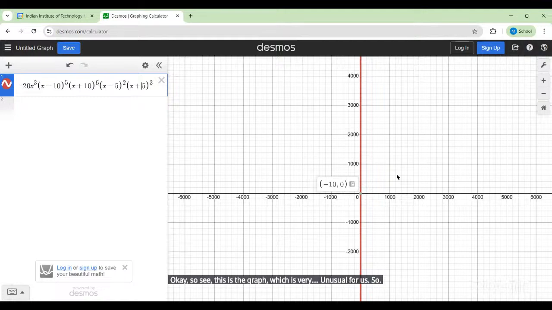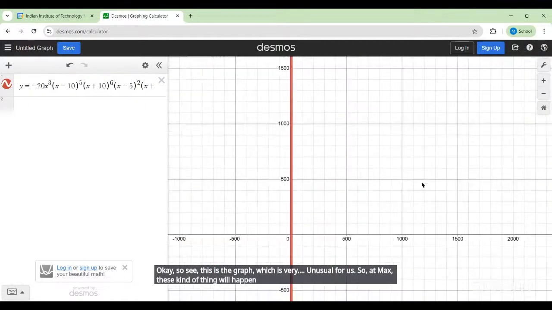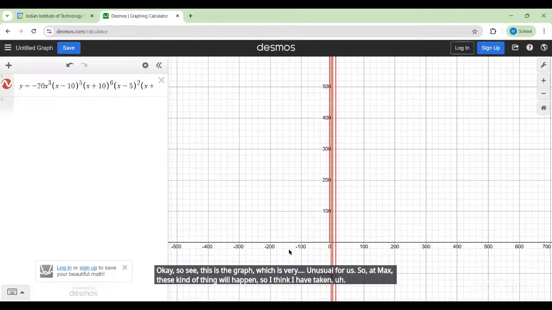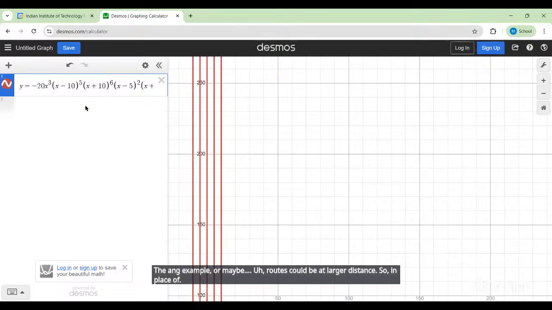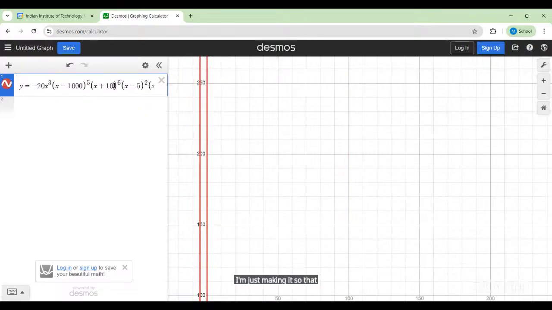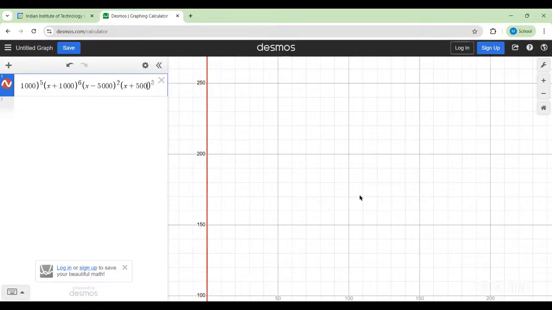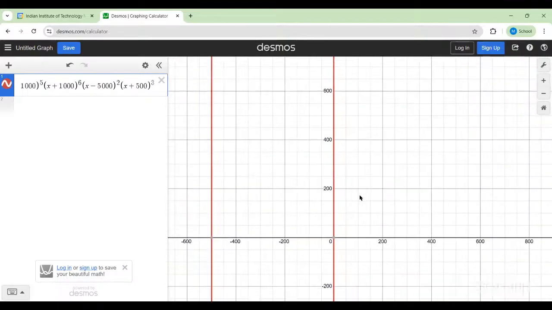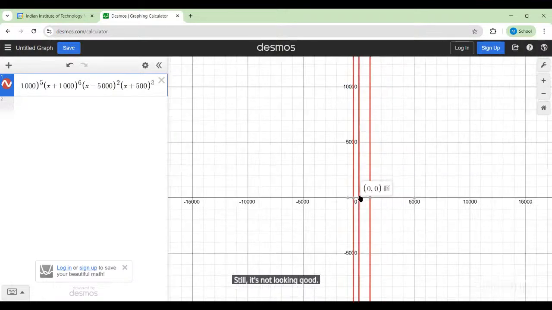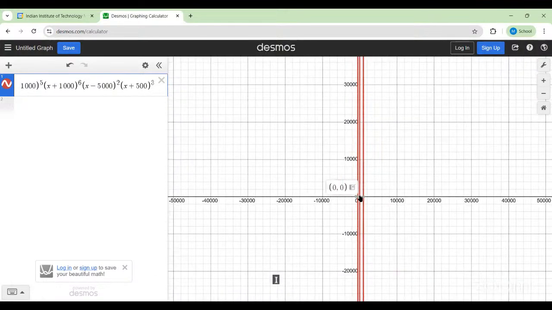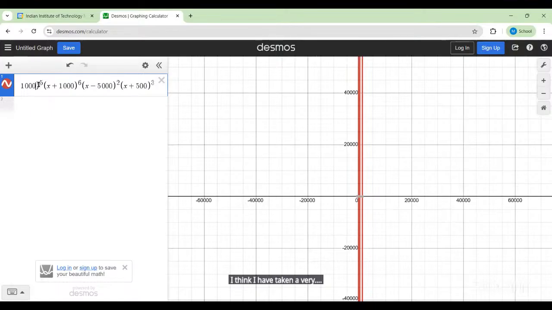At max, these kinds of things will happen. I think I have taken the wrong example, or maybe the roots could be at a larger distance. So I'm just making it so that it will look good. That's why I'm inserting zeros. Let's see what will happen. Still, it's not looking good, but it could be something similar. I think I have taken a very bad example, but it's okay.